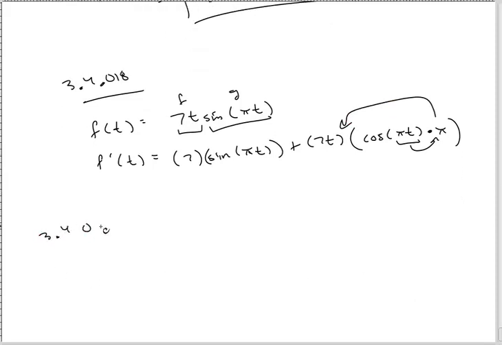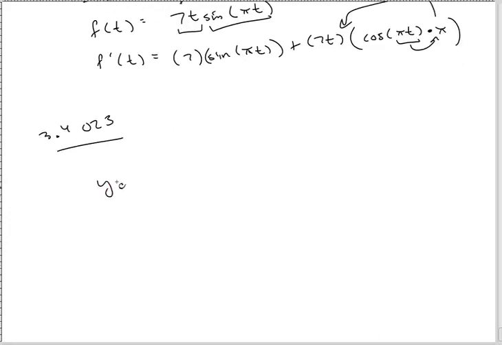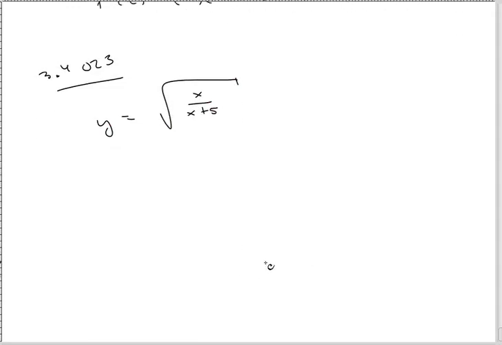3, 4, 0, 2, 3. So I've got y is equal to the square root of x over x plus 5. And notice that the square root is extended for every single piece of this problem. Okay, what do we do with this one? Let's just pause for a second. There's two different ways we approach this.